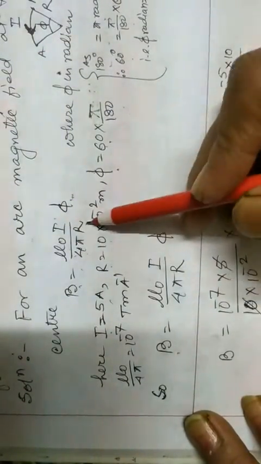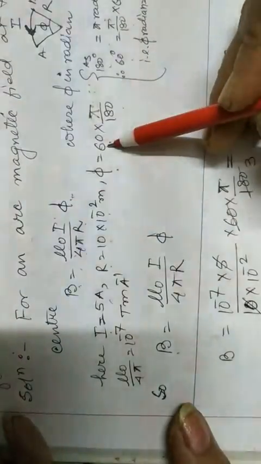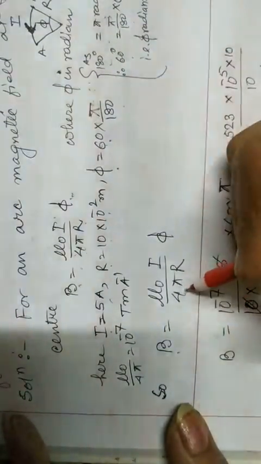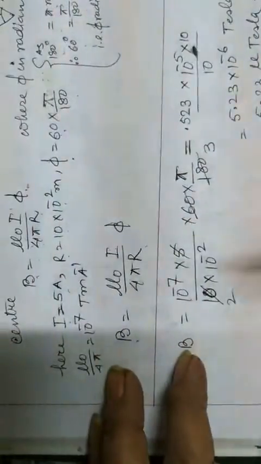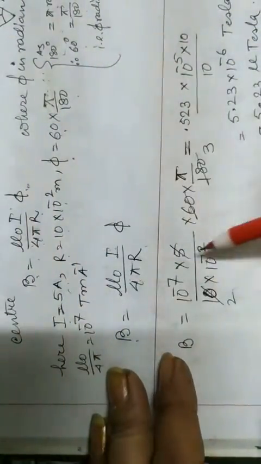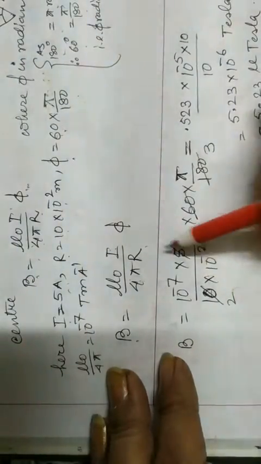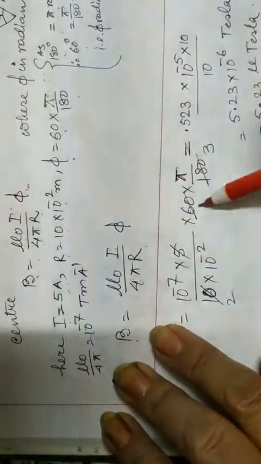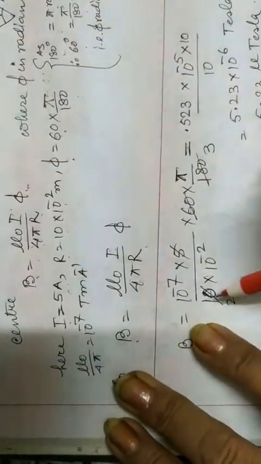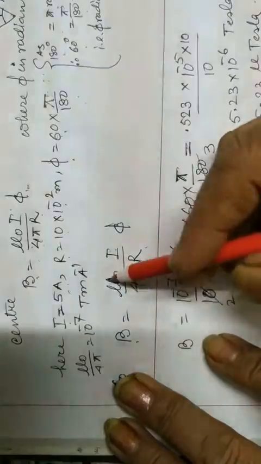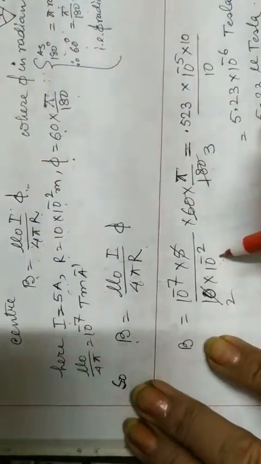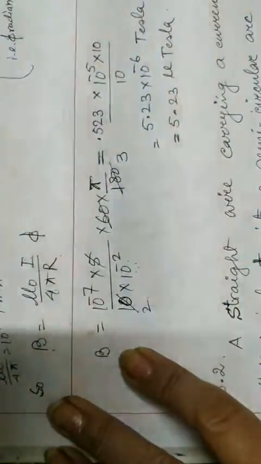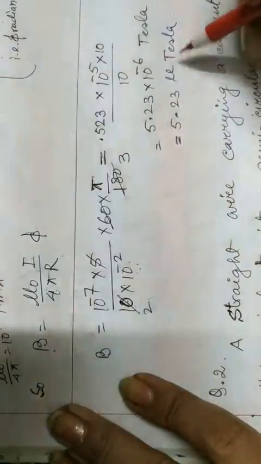So B will be equal to mu 0 I by 4 pi r, and for phi we write 60 into pi by 180. Here it is given that I is 5 ampere, so in place of I we put 5 ampere, then phi is 60 into pi by 180, and 4 pi into r. So mu 0 by 4 pi is 10 to the power minus 7, and r is 10 into 10 to the minus 2. By simplifying we get 5.23 micro Tesla.